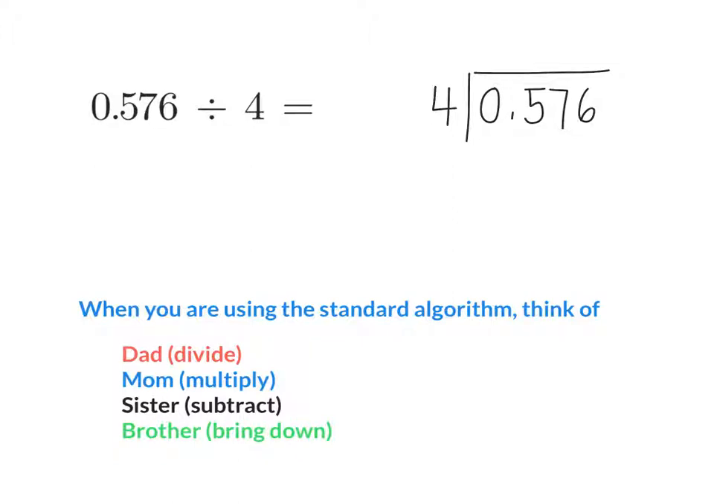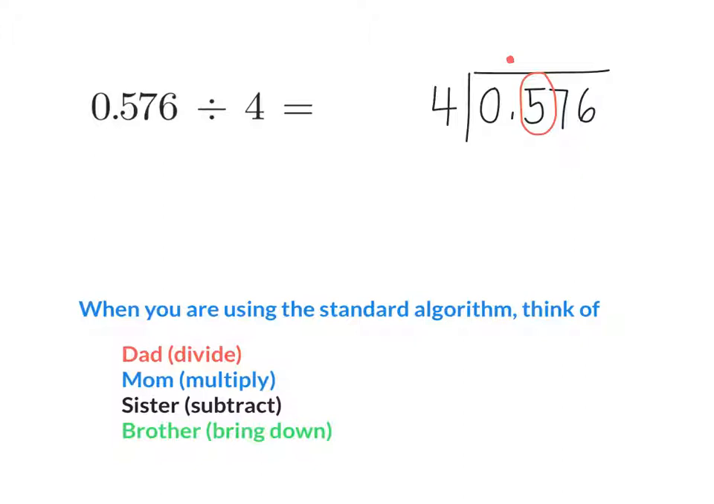Now, when we are thinking of the standard algorithm, we can think of a family. We go through the same steps each time. Dad, mom, sister, brother. Everyone say that. Dad, mom, sister, brother. The first thing you do when you use the standard algorithm is you look at your biggest unit that has value. In this number, what's our biggest unit that has value? The 5 is not a unit. The 5 is the digit that has value, but the 5 is in which place value? So our biggest unit is the tenths. So we're going to start with the tenths. Put your decimal point up here so that you know you're starting with the tenths.